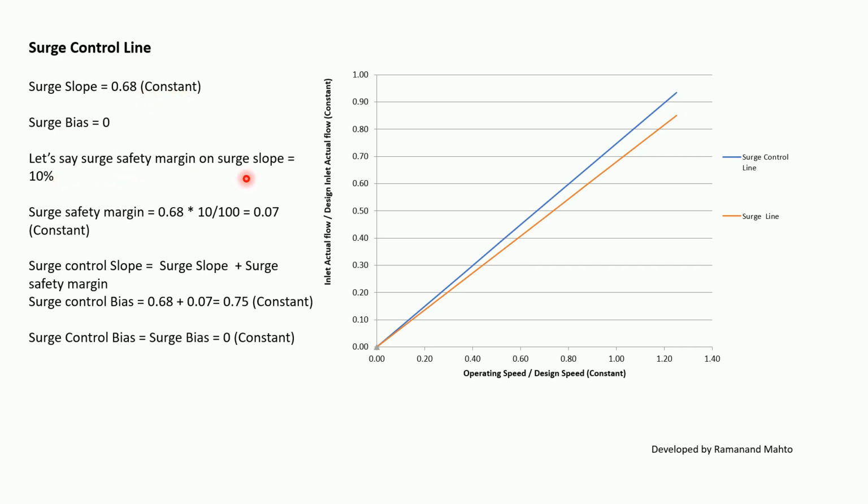Let's say the surge safety margin on the surge slope is 10%. So surge safety margin is 0.68 into 10 upon 100, which is 0.07. The surge control slope will be surge slope plus surge safety margin. Surge control, not bias, it is wrongly written as bias, it should be slope. So surge control slope is equal to 0.68 plus 0.07, which is 0.75, constant. And surge control bias is equal to surge bias, which is 0. The surge control slope is more than the surge line slope, and that is why it is on top. Again N by ND on the x-axis, Q by QD on the y-axis.